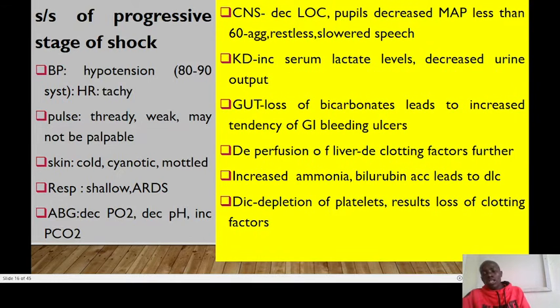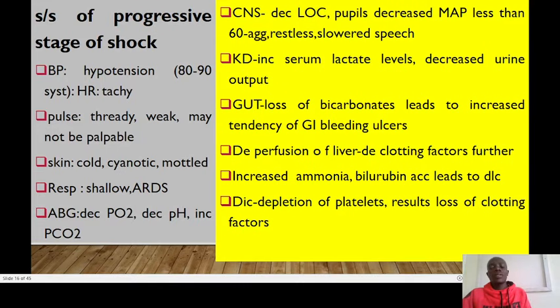Also, decreased perfusion of the liver is going to affect a number of factors. First, the liver is involved in production of clotting factors. So if perfusion is impaired, then they are not able to produce these clotting factors, so the patient is also going to present with bleeding tendencies.